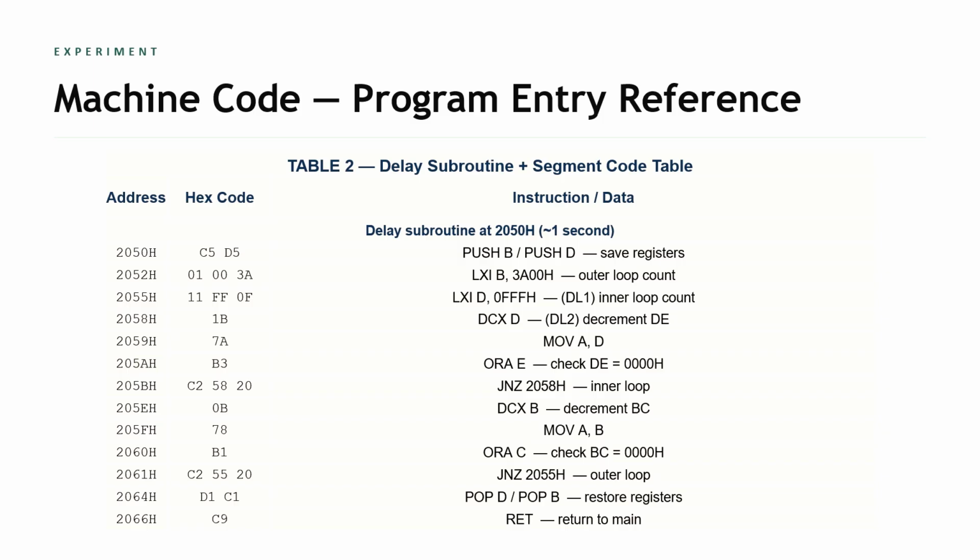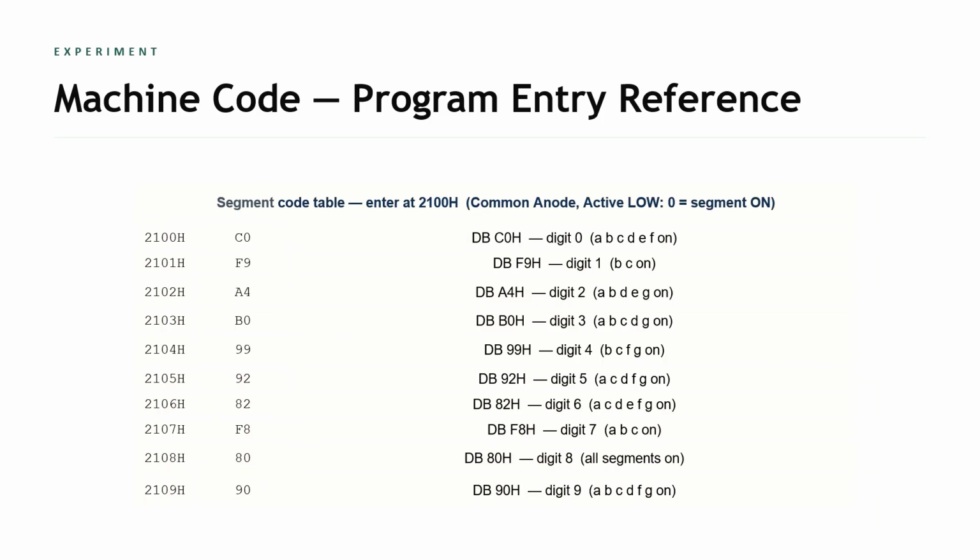And table 2 covers the delay subroutine from 2050H to 2066H. We can see this. And this is our segment code table, in which we are entering the 8-bit code for each digit from 2100H to 2109H. You can see here.